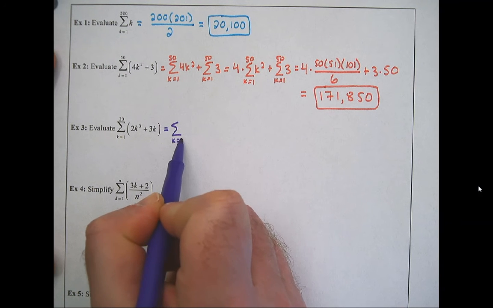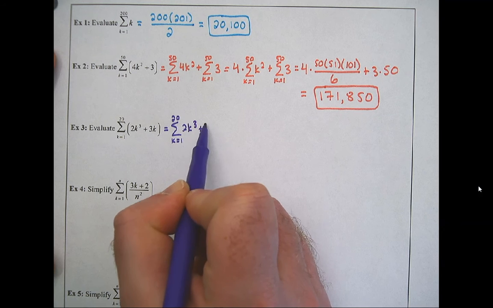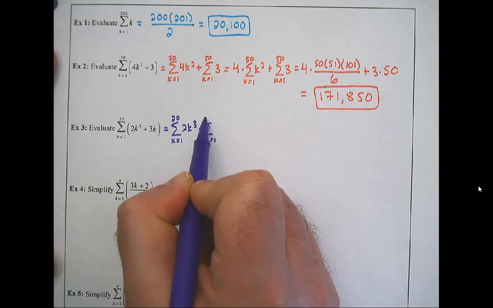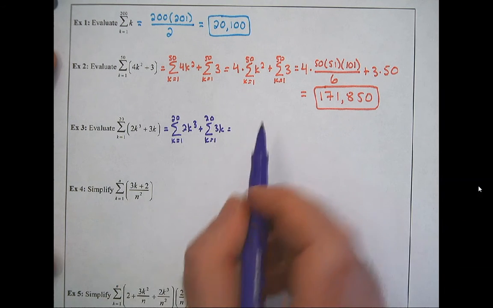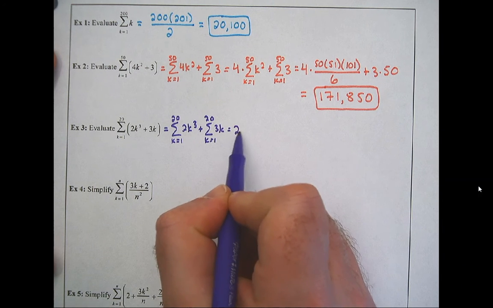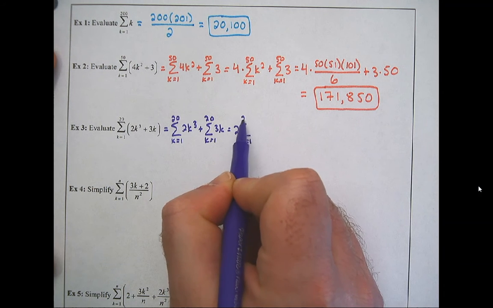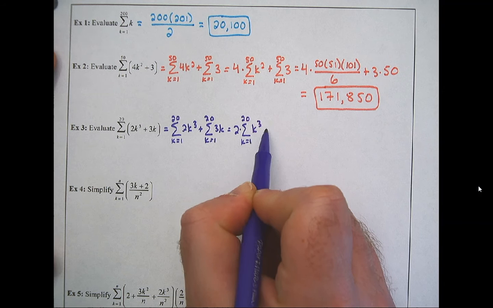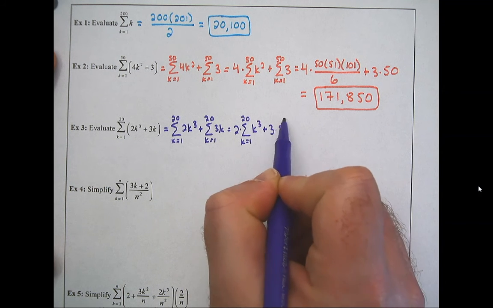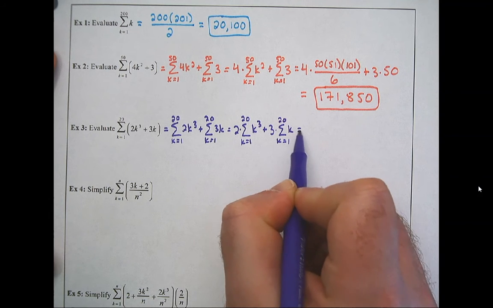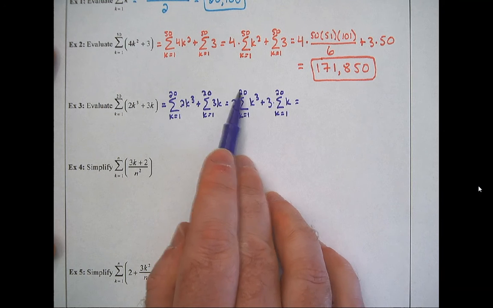So this is the sum from k equals 1 to 20 of 2k cubed plus the sum from k equals 1 to 20 of 3k. Those are constants, so I can take those out front. 2 times the sum from k equals 1 to 20 of k cubed plus 3 times the sum from k equals 1 to 20 of k. So now I've got a formula for k cubed and a formula for k. I just have to plug in what n would be for those.